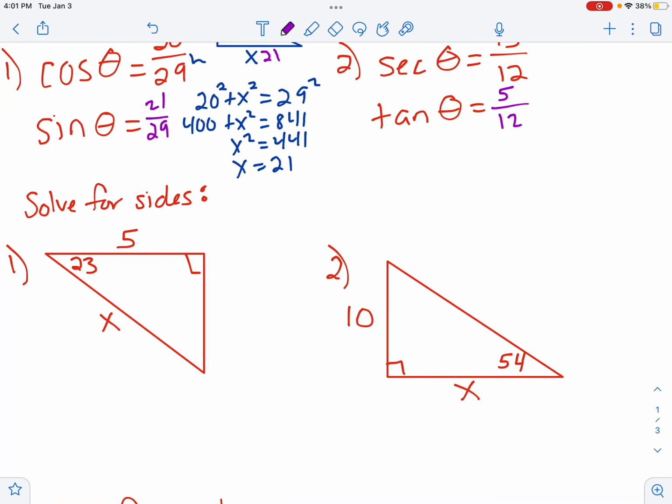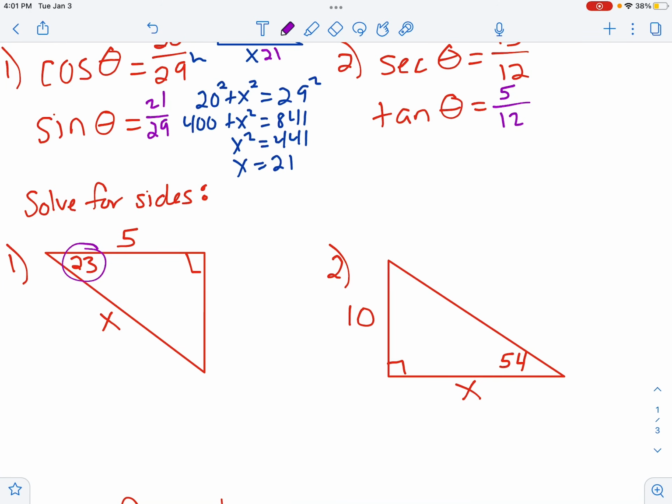So I'm going to circle the angle that it does give me, which is 23, and I'm going to label my sides accordingly. The side across from 90 is the hypotenuse. The side attached to this angle is adjacent. So which trig function uses adjacent and hypotenuse? Cosine. So I have cosine of the angle equals adjacent over hypotenuse.